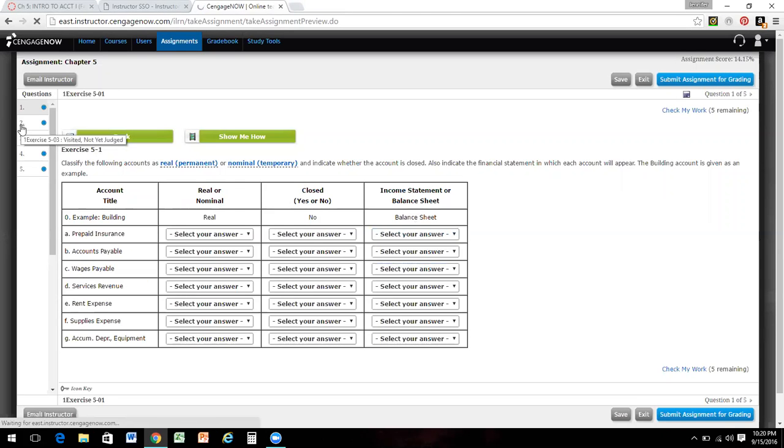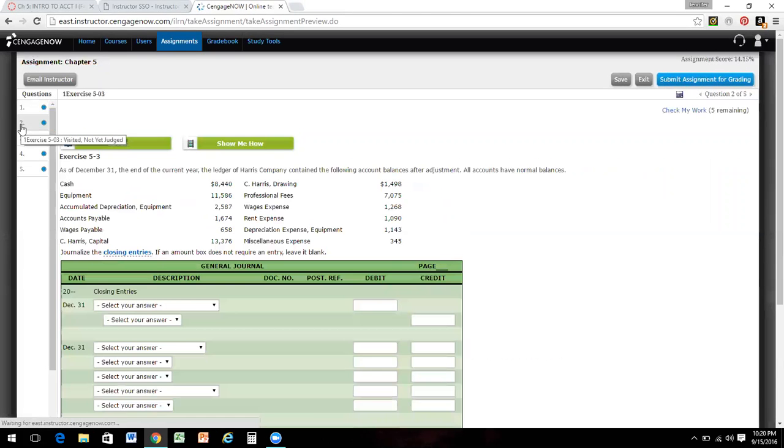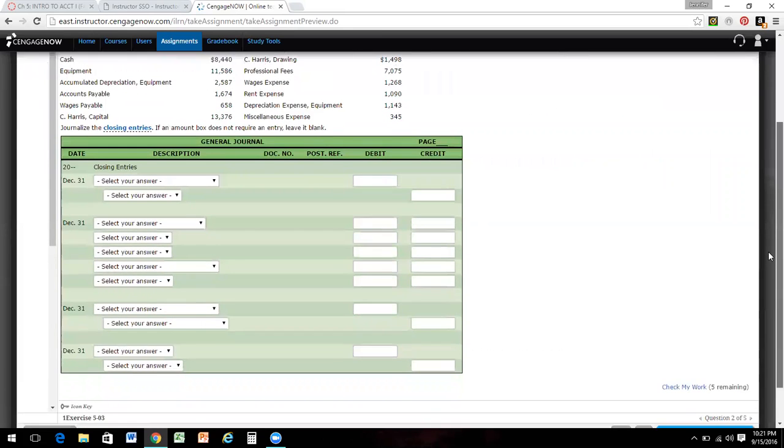Okay, so for question 2, you are given accounts. You have to be able to identify which are revenue accounts and which are expense accounts and do the closing entries. You're not going to use all of these accounts. Some of them are not revenues. Some of them are not expenses. So you're going to go through and do your closing entries.